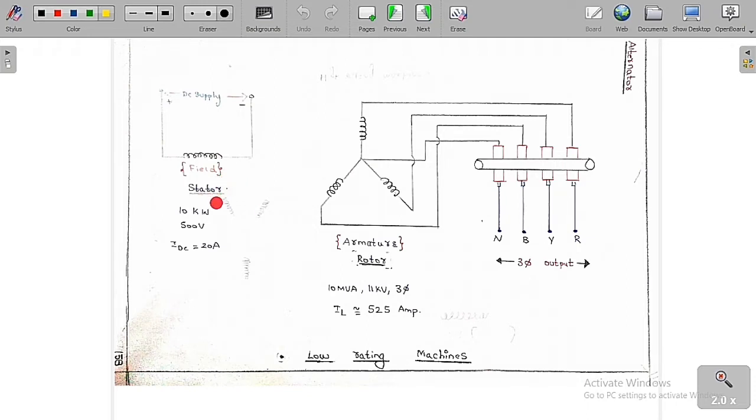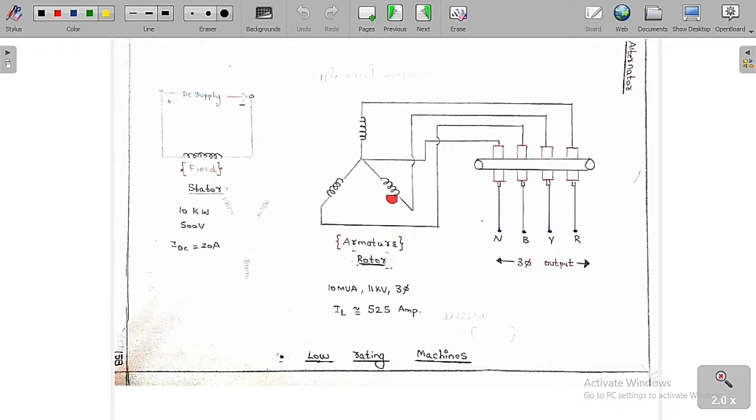Let me assume the ratings of this field winding. The rating of this field winding is 10 kilowatt with a supply voltage of 500 volt. Then the amount of DC current consumed by this field winding is power by voltage. So with the ratio of this power rating and the voltage rating, we are going to get 20 ampere. This is the amount of current flowing through this field winding. So we give a DC supply of 500 volt, the rating is 10 kilowatt, and the current consumed by this field winding is 20 ampere.